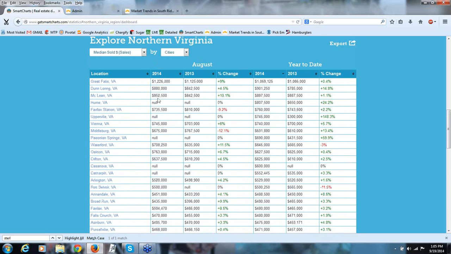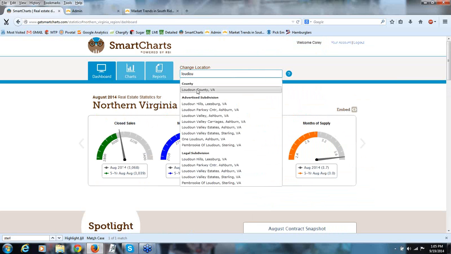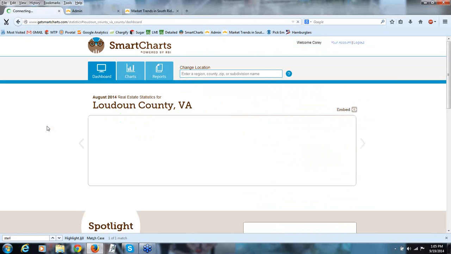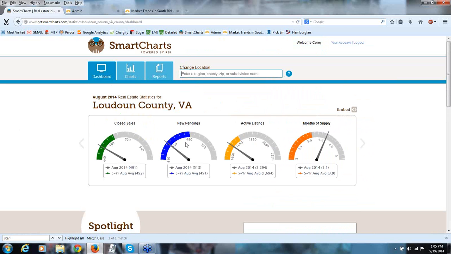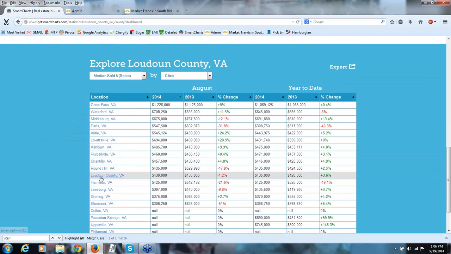Another way to look at this is just to get at the Loudoun County level. So if we switch this to Loudoun County instead of Northern Virginia to get a little bit more close in, again, all the stats up top are going to be pertaining to Loudoun County. We can see the months of supply there, it's in a balanced market at this point. And then we can see the cities within Loudoun County.